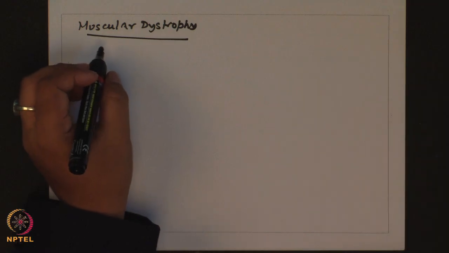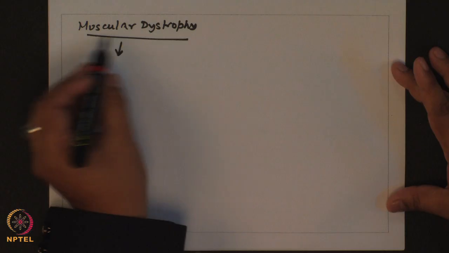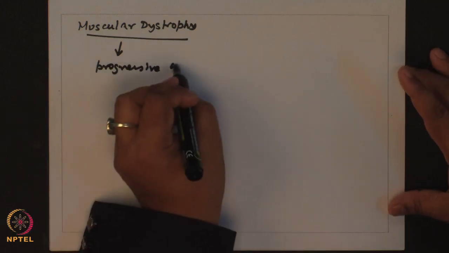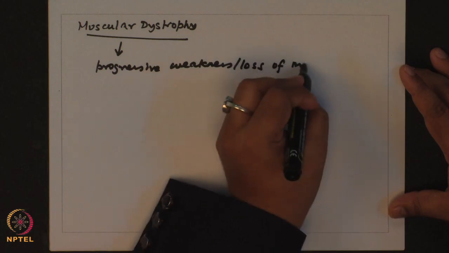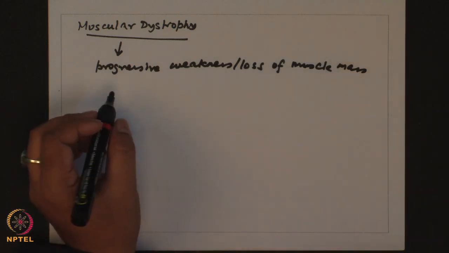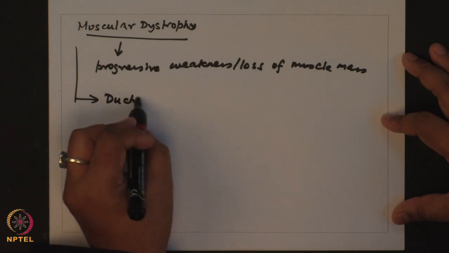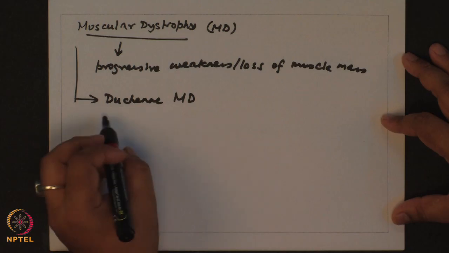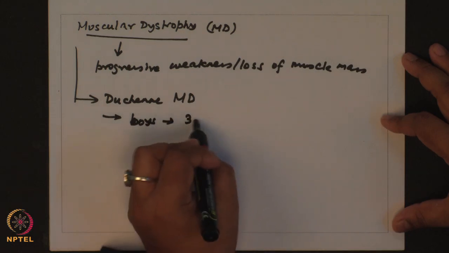So, this is a group of diseases that cause, as the term muscular dystrophy suggests, progressive weakness and loss of muscle mass. Okay. So, there are various types of muscular dystrophy, among them the most common being Duchenne muscular dystrophy, DMD. This affects boys and starts between the ages of 3 to 5.